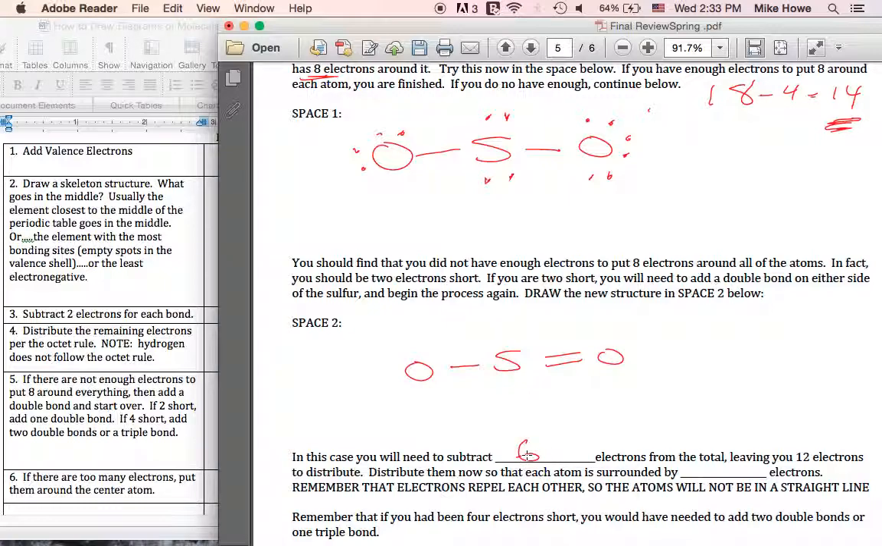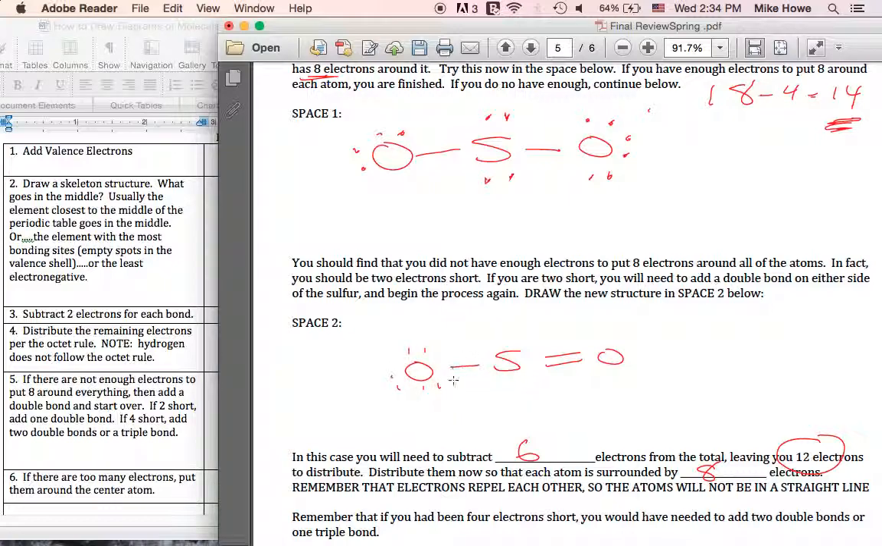So at 2 per bond, that's 6, and that gives me 12 to distribute. So we're going to distribute them so that everything is surrounded by 8 electrons. All right, so how many do I have to put in? 12. So 1, 2, 3, 4, 5, 6.